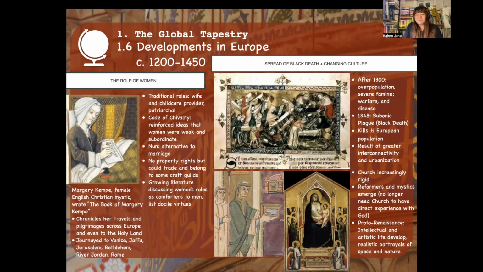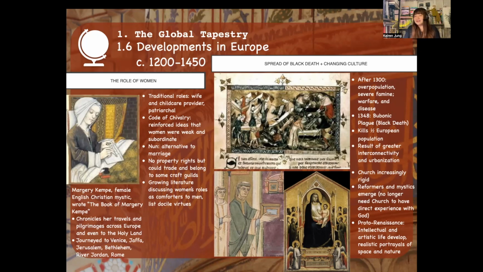Margery Kempe, a female English Christian mystic, wrote the Book of Margery Kempe, and she chronicled her travels and pilgrimages across Europe and even to the Holy Land. She journeyed to Venice, Jaffa, Jerusalem, Bethlehem, the River Jordan, and Rome. She invented the memoir, this entire genre. Margery Kempe, she invented it. And she was a woman during the high medieval ages. You do have to know Margery Kempe. She's mentioned in the CED.